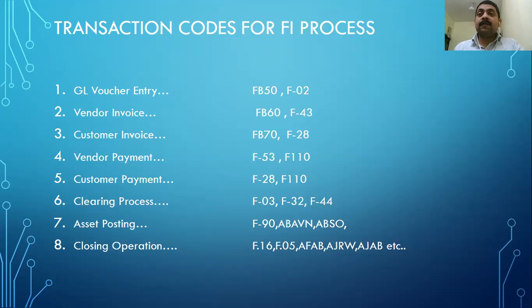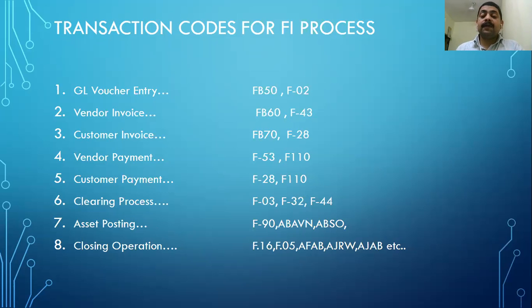Closing operation. As we know, there are two types of closing: one is month-end closing and one is year-end closing. F.16 is used for the year-end closing for GL accounts, where all the GL balances are carried forward from the old fiscal year to the new fiscal year. F.05 is a monthly process performed for foreign currency valuation.